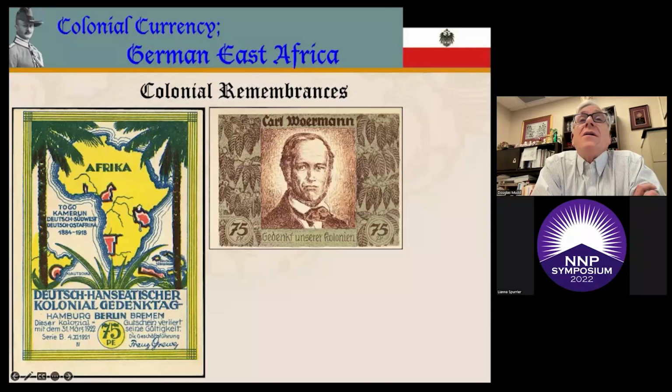Now, Berlin notgeld in the amount of 75 Pfennig, dated March 31st, 1922, like this, commemorates the German Hanseatic Colonial Remembrance Day. All obverses in the series are alike. So one of the things that they did was issue coinage in commemoration of their lost colonies, and they issued notes to celebrate each of them. One of the series is this one where they celebrated the various founders of the German colonies.